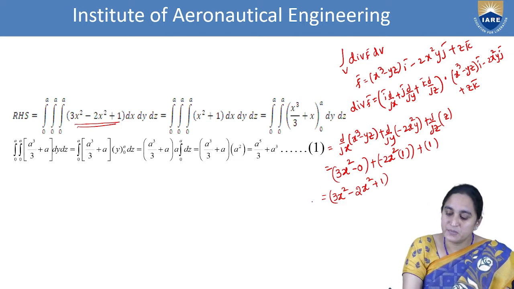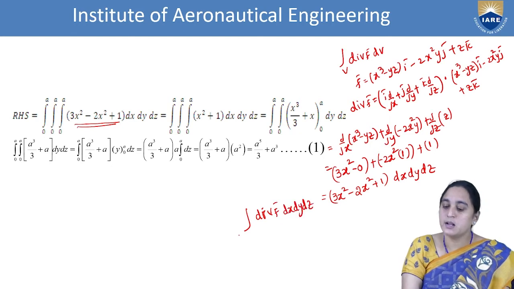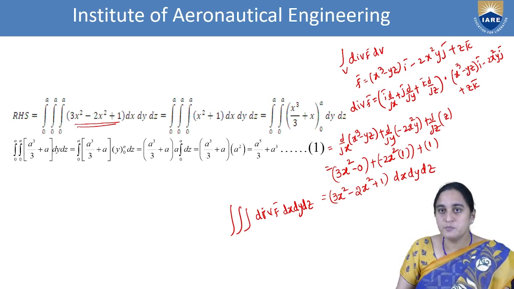And here, what is dv? dv means dx dy dz. That means integral over v of the divergence of f bar dx dy dz. But what does this integral mean? That is the volume integral, that means a triple integral form. But for the given question, what are the limit points here?